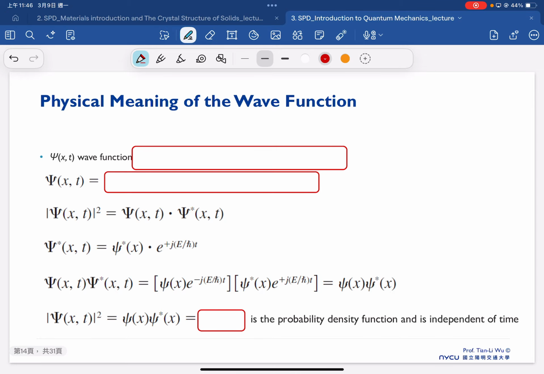So now we have phi(x,t), as we described in the previous slide, but we have to talk a little more about the physical meaning of the wave function. The purpose of this wave function is to describe the behaviors of an electron in the crystal.